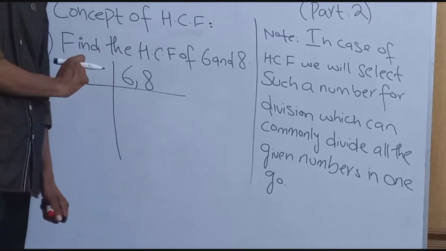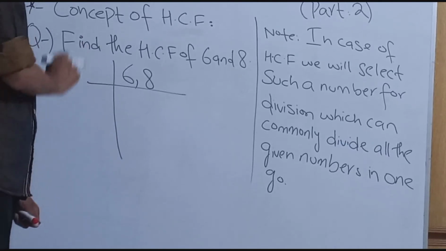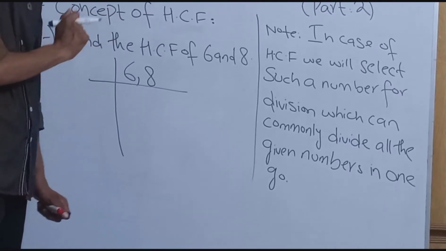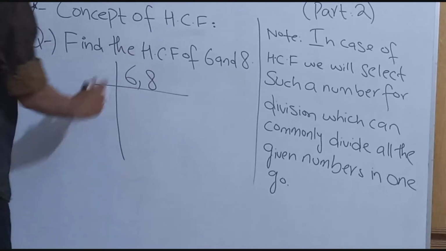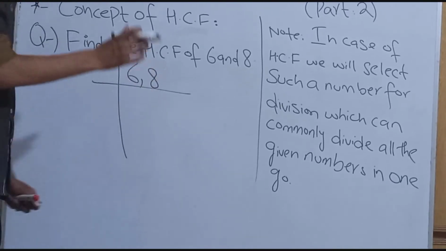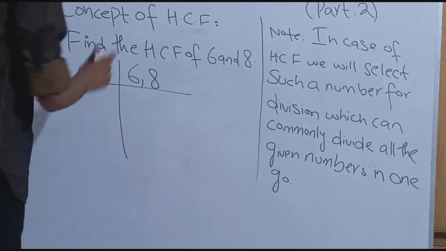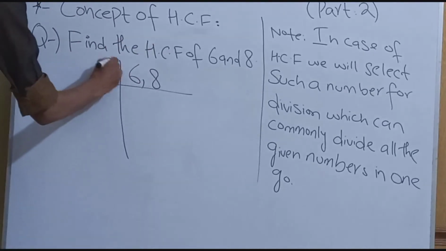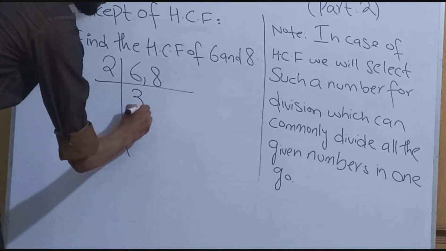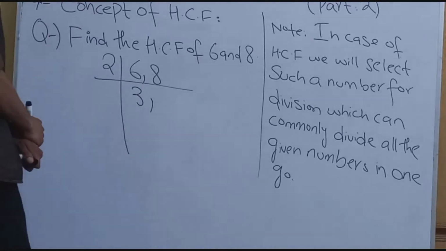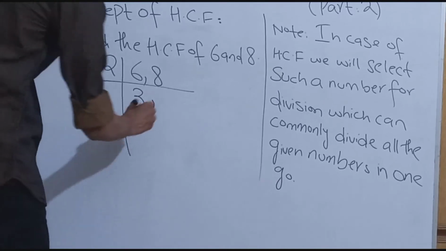So is 6 divisible by 2? The answer is yes. Is 8 divisible by 2? The answer is yes. So 2 commonly divides both the numbers, and it is the least prime number. So we have selected 2. 6 divided by 2, the answer will be 3. Now 8 divided by 2, the answer will be 4.